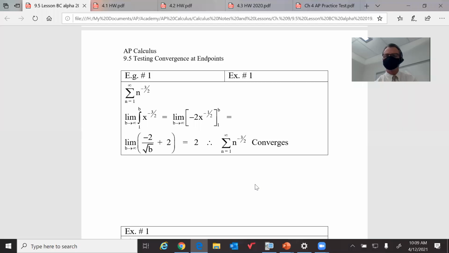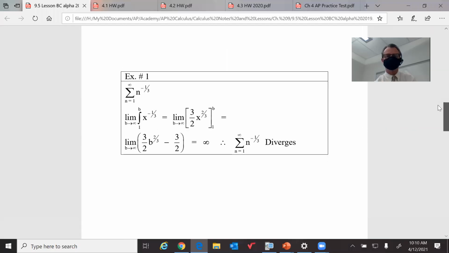All right, so what happened? Well, this one's going through the ceiling. It has no limit. N to the negative 1/3, if you anti-differentiate x to the negative 1/3, b's growing without bound. So 2/3 of that doesn't matter. Things growing through the ceiling. So necessarily the series diverges.